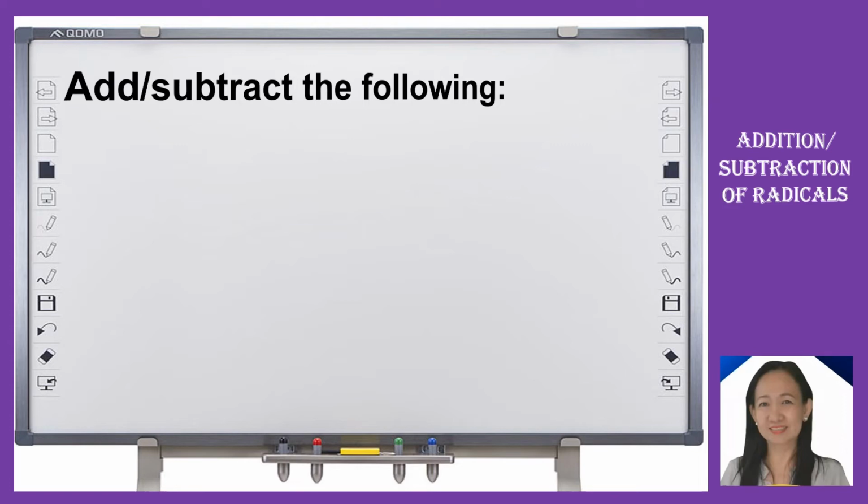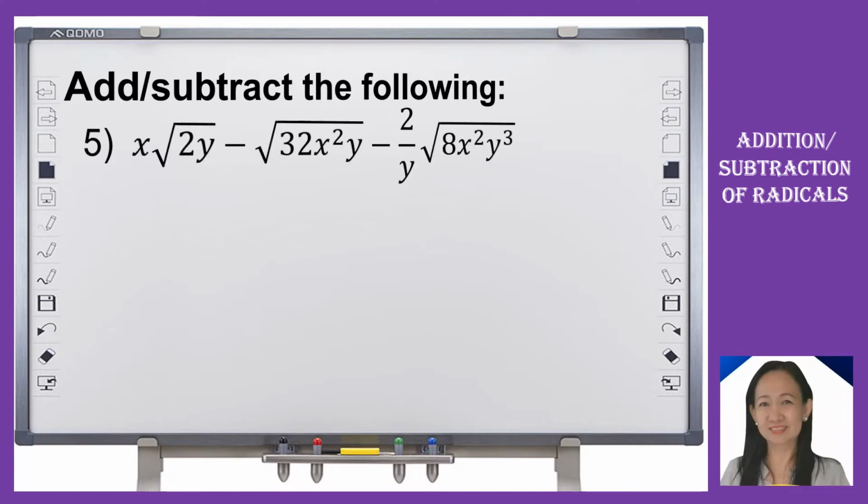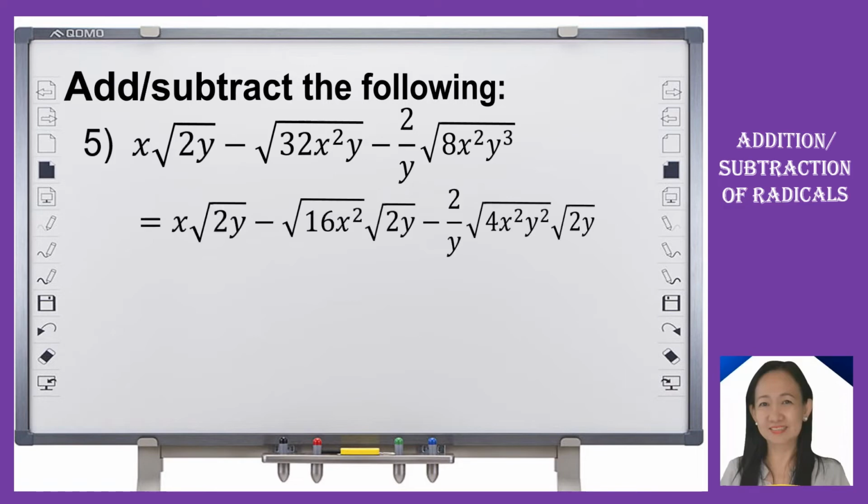Let us have more examples. Our example number 5 given is x, the square root of 2y, minus the square root of 32x squared y, minus 2 over y, times the square root of 8x squared y cubed. Let us separate the perfect to not perfect square.